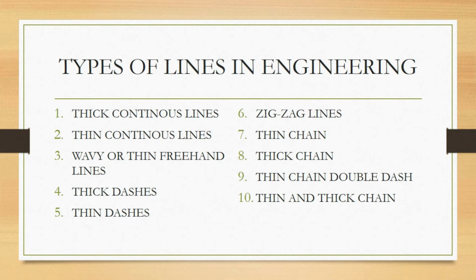The types of lines we have in engineering are thick continuous lines, thin continuous lines, wavy or thin freehand lines, thick dashes, thin dashes, zigzag lines, thin chain lines, thick chain lines, thick chain double dash lines, thick and thin chain lines. These are the basic lines that are mostly and frequently used in engineering drawing.